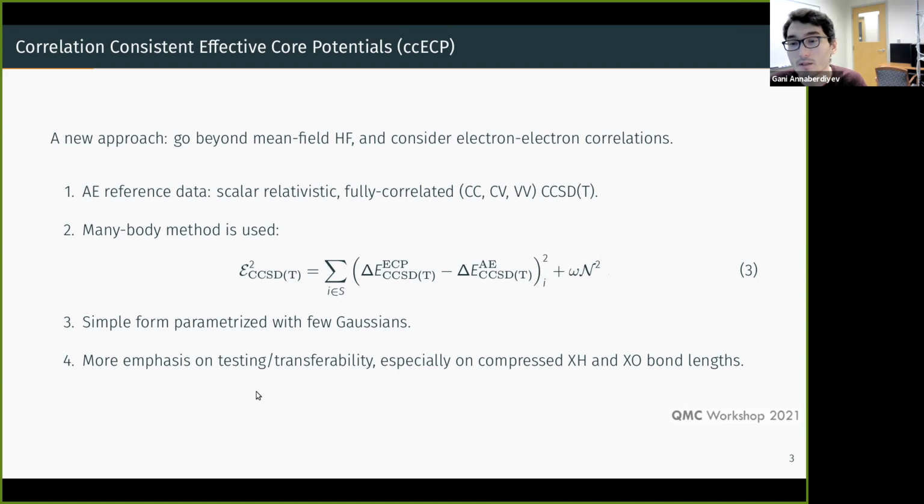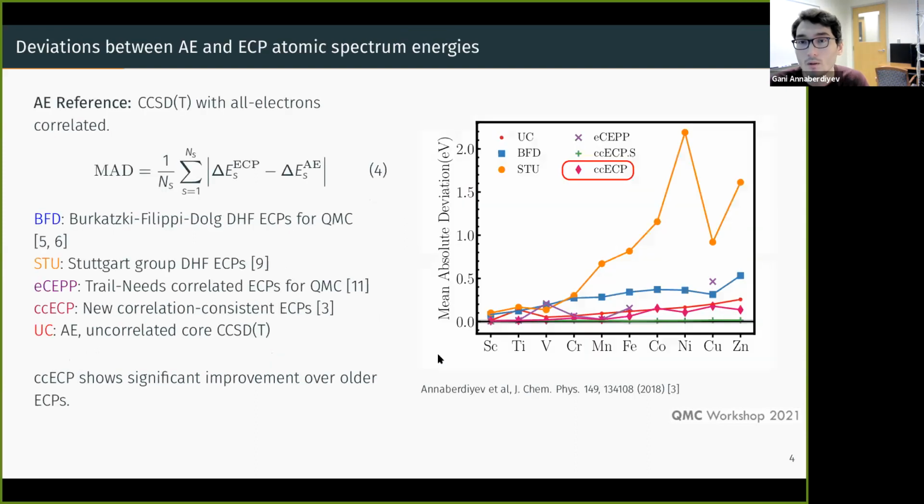And one desires that these are highly transferable, so they need to be tested, especially on, say, hydride or oxide molecules with a variety of bond lengths, especially with a heavy focus on compressed bond lengths. So here I'm showing some results.